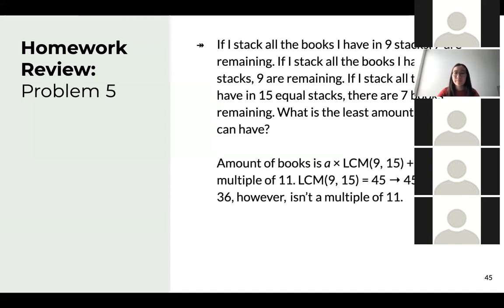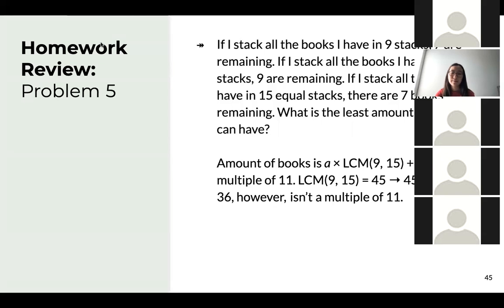So basically the first line and then the third line tells you that you can find the least common multiple of 9 and 15, and then add 7 to that. Then the amount of books is some multiple of that. It could be 2 times that, but you're looking for the least amount of books, so you're looking to minimize it. And then the second line of the question tells you that the amount of books is also 9 plus a multiple of 11.